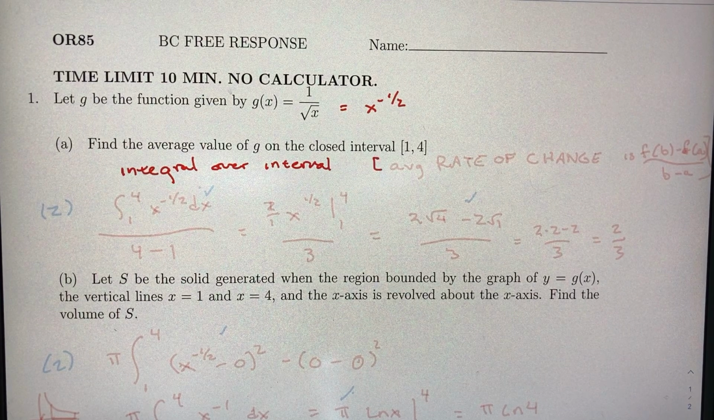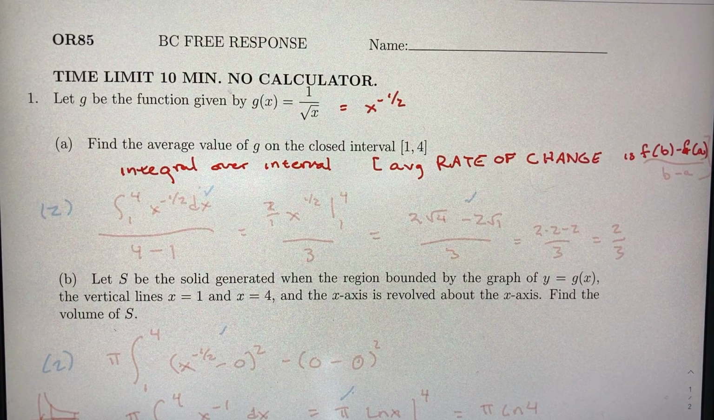Remember that average rate of change is f of b minus f of a over b minus a, not f prime. Average rate of change is average slope, which doesn't have to do with the derivative. Okay, just as a little note.